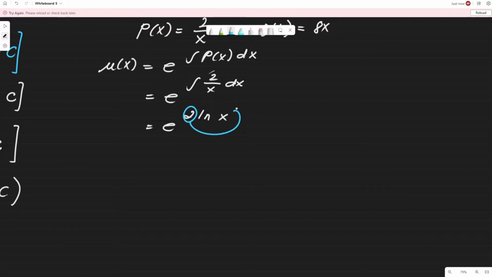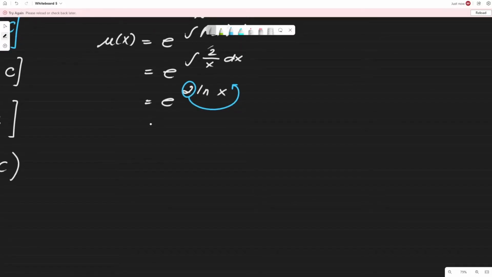Pala. Ayan. Ganyan pala dapat. Okay, so we have e raised to ln x squared. Obviously, magka-cancel na to, no? So therefore, our mu of x is x squared. Okay, so this is our mu of x.